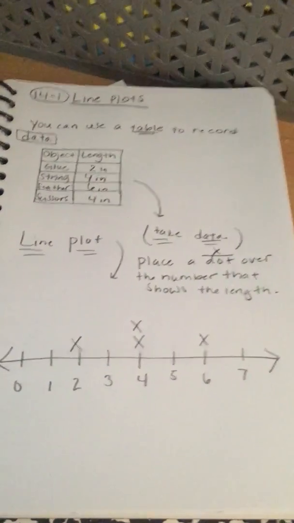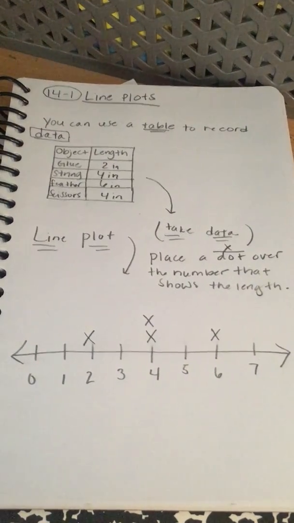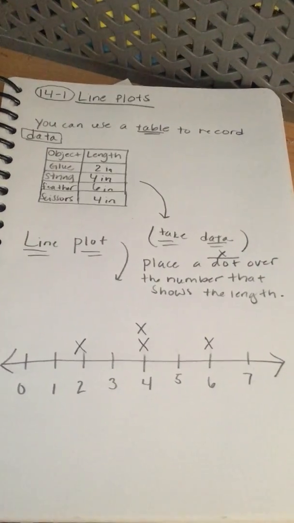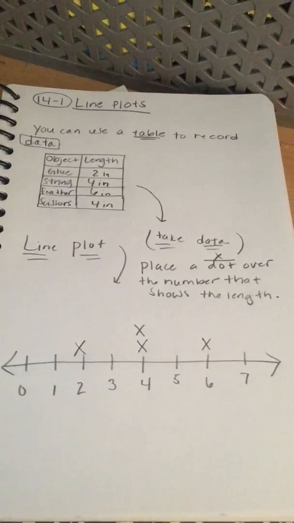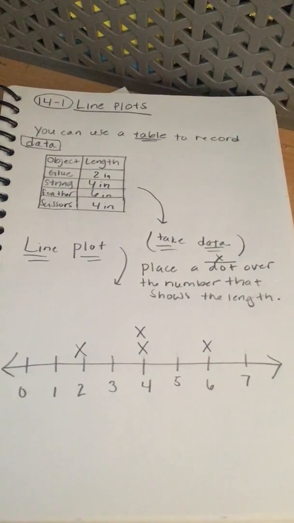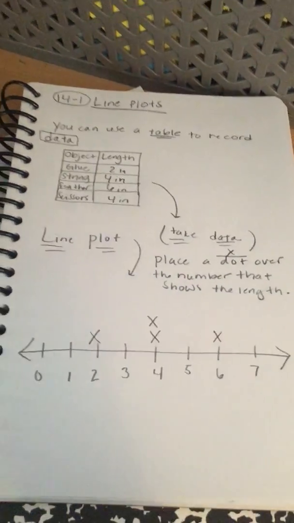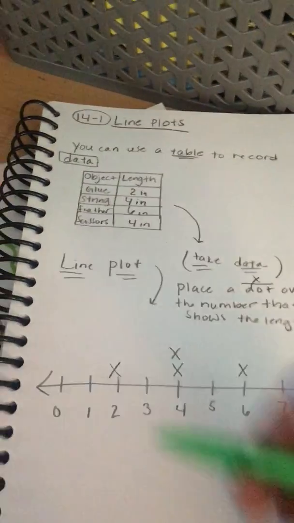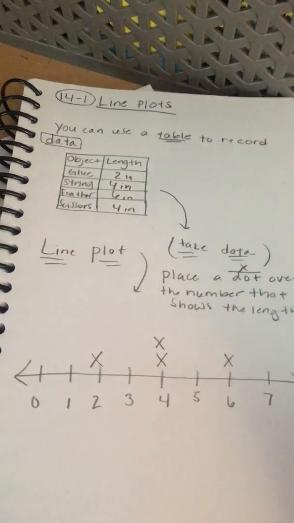In showing this kind of data, you might ask somebody, what was the most popular inches when you did all your measuring? What was the most popular measurement that you found? And we might say 4 inches, because the 4 has the most X's over it.